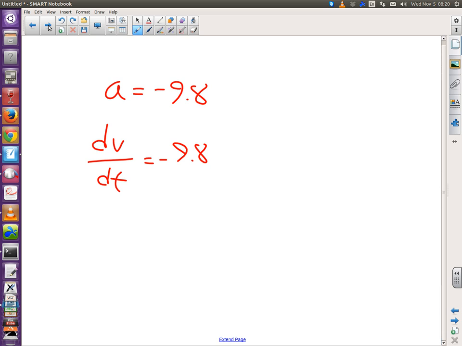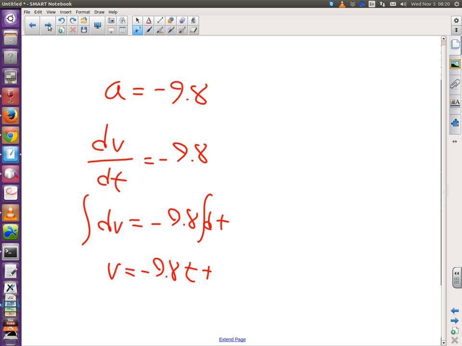All right, can you solve for v? Yes. All right, go ahead. Do the same thing we just did. What do you do with the dt? Move it over, okay. All right, then what? Anti-differentiate both sides. And you get v equals negative 9.8 t plus a constant. All right. Let's say I give you some initial values.